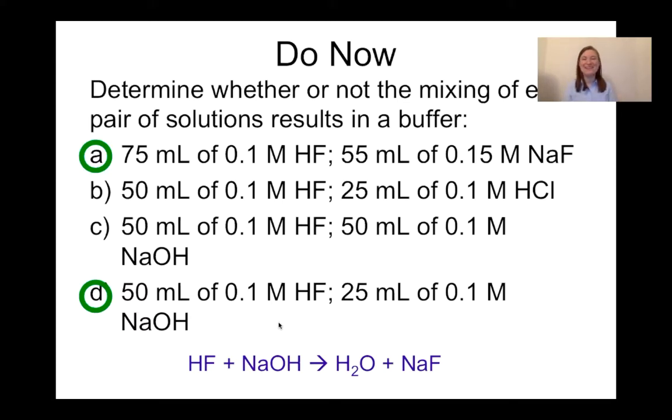So you want to be careful when you're looking at solutions and trying to decide if they're a buffer or not. That can get a little tricky, right? A solution like D, if you just look at the formulas, it doesn't look like a buffer because we have a weak acid but a strong base. But if you actually look at the volumes and you think about the chemical reaction that's going on, we're going to end up with roughly equal amounts of HF and NaF. So this actually is a buffer. So you got to think a little bit closely.